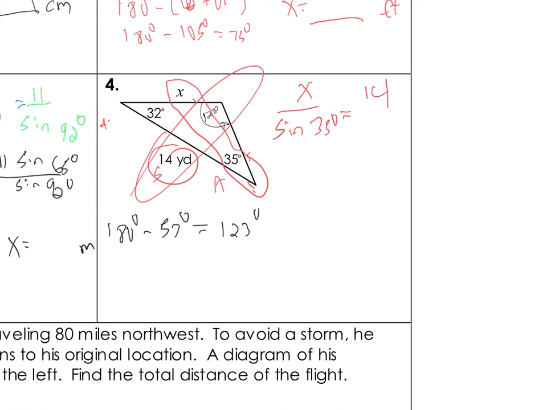14 over the 123 degree angle that I do. Oh, no, wait. Don't get excited, Cartwright. The sine of 123 degree angle. X will be, multiply both sides by sine of 35 degrees times the 14 over the original sine of 123 degrees, the angle that I found. And that unit, there's no units. So you just have to have that answer.